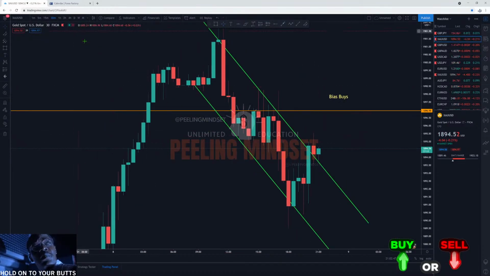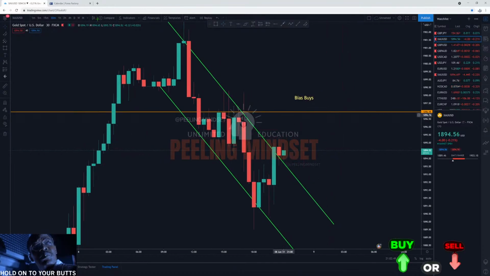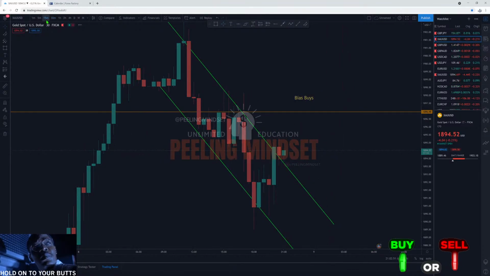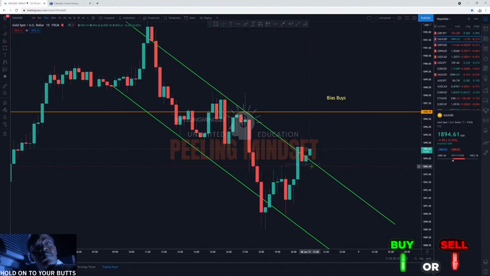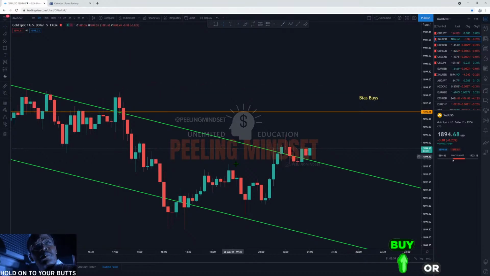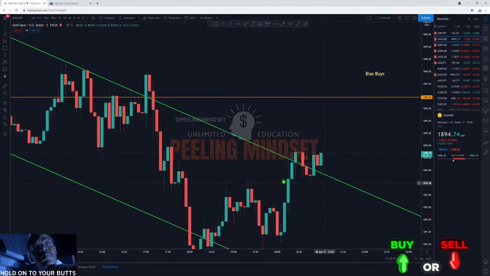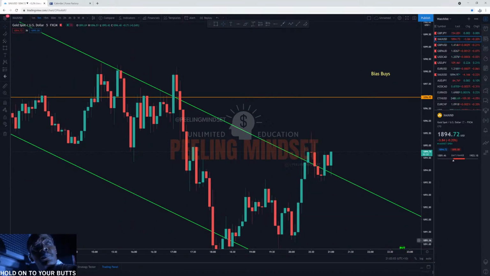So let's see. The bias hasn't changed. The current 15-minute candle is rejecting that channel pretty well. The 5-minute seems almost to be arranging side by side. Okay, let's see.